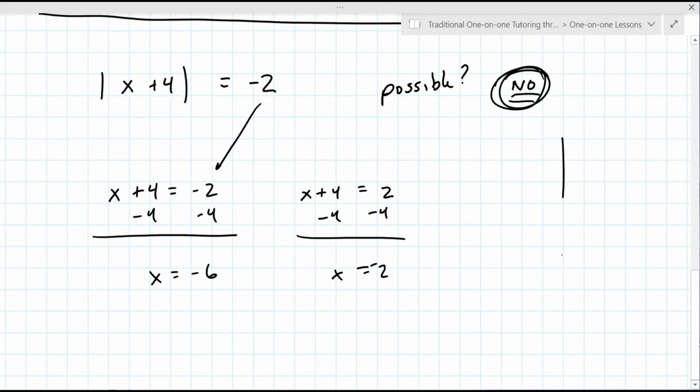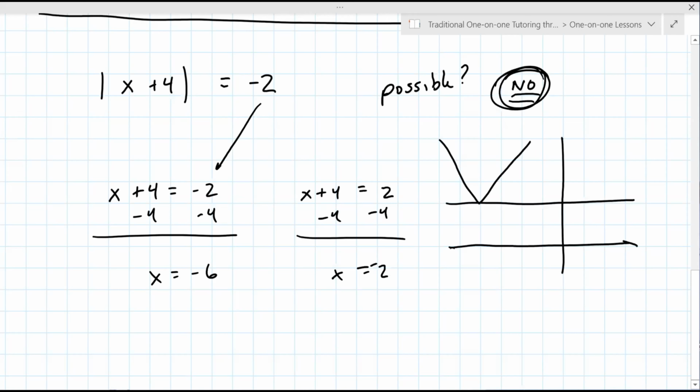Well, we just graphed this. The absolute value of x plus 4 is this. It V's, and here's y equals -2. Do they ever intersect? No. And that's the only time there's a solution, when they intersect.